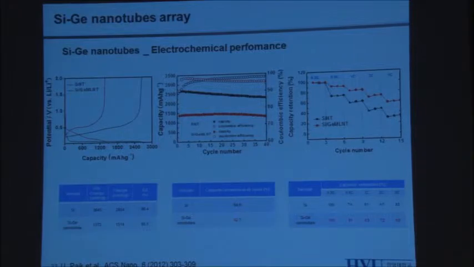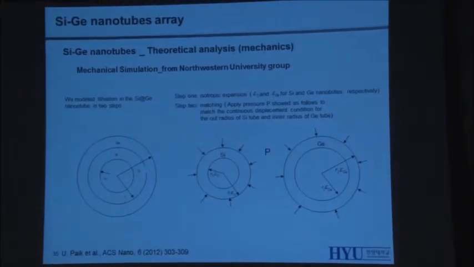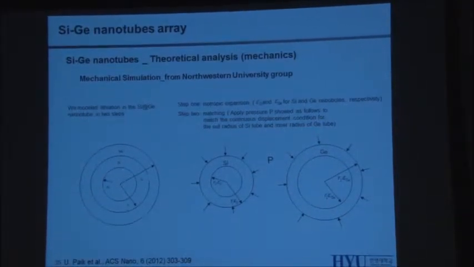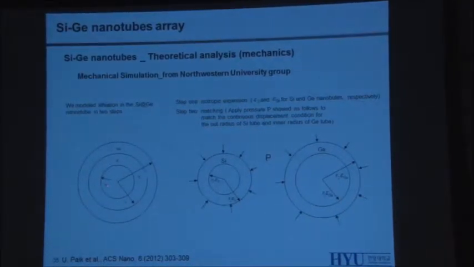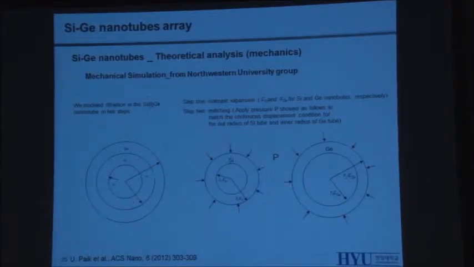But the amazing thing we have observed is that by simply making silicon germanium multi-layer nanotubular material, we could improve the capacity retention to 92.7%, compared to the silicon itself, 84.8%. So we thought, what is the main mechanism? First, we theoretically analyzed the mechanism associated with these multi-layered tubular materials. So we did some mechanical simulations obtained from the Northwestern University group.